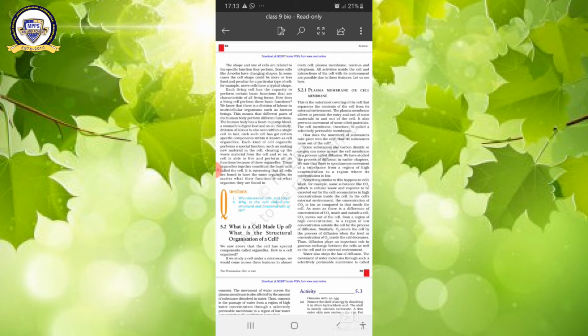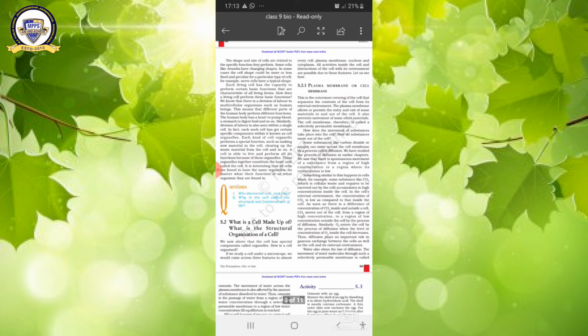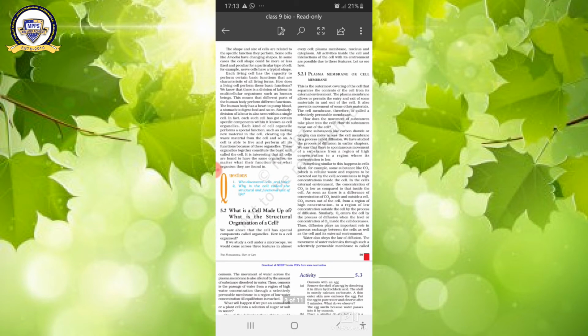So first we are going to discuss the plasma membrane or cell membrane. This is the outermost covering of the cell that separates the contents of the cell from its external environment. The plasma membrane permits the entry and exit of some material in and out of the cell. It also prevents movement of some other material. The cell membrane therefore is called a selectively permeable membrane.